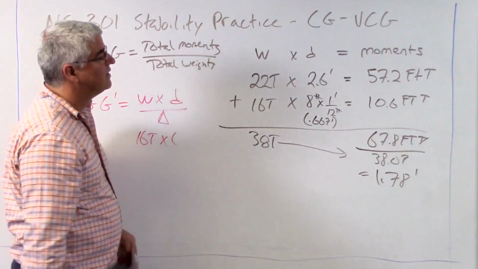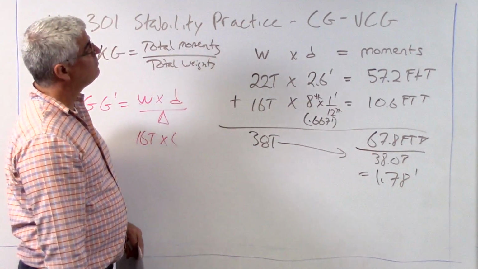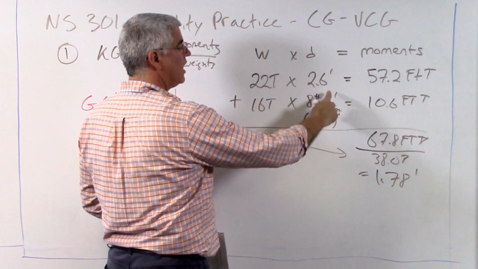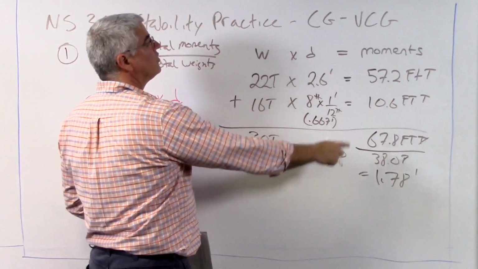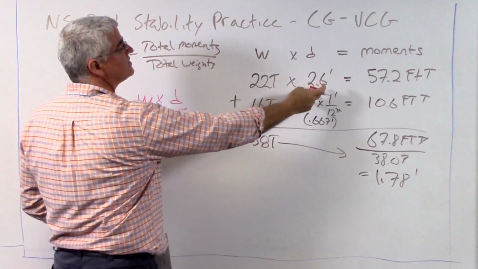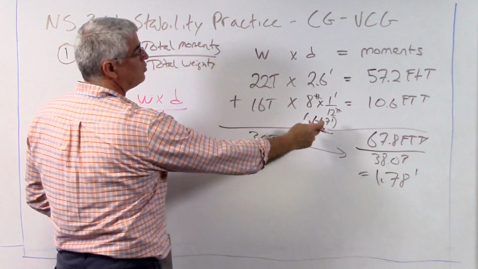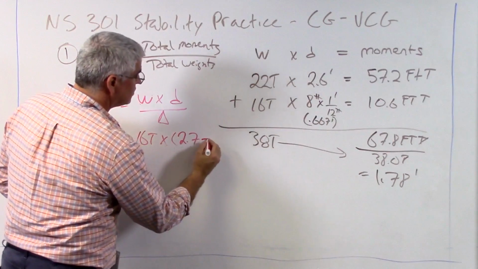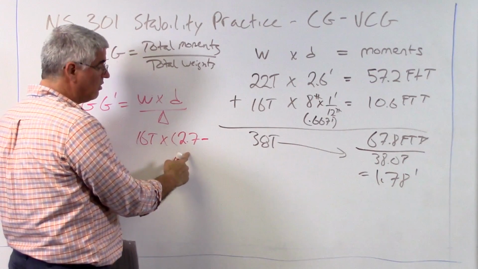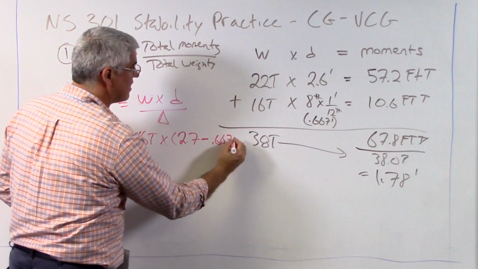Now, the distance is not going to be from the keel. It's going to be the distance between the original G and where I'm sticking the new stuff. So originally, my KG, or my center of gravity of the deck cargo, was at 2.6 feet. Okay? And I'm going to put something at 0.667. So this distance is actually the distance between the original center of gravity of the deck cargo and the center of gravity of what I'm changing, which is 0.667. Okay?